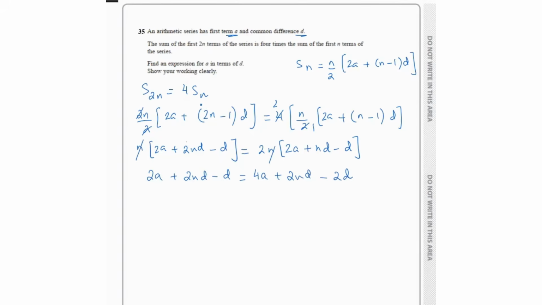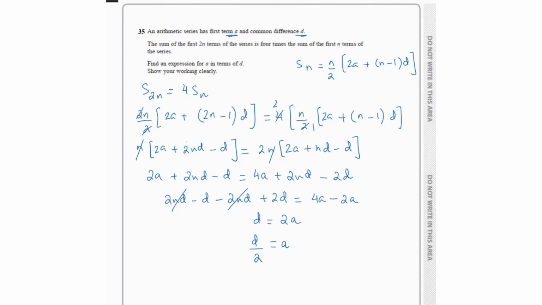We have to make a the subject, so collect the terms with a on one side and everything else on the other side. So 2nd minus d minus 2nd plus 2d equals 4a minus 2a. 2nd minus 2nd, that's 0. Negative d plus 2d is d. So d divided by 2 is a. So that is your expression for a in terms of d.